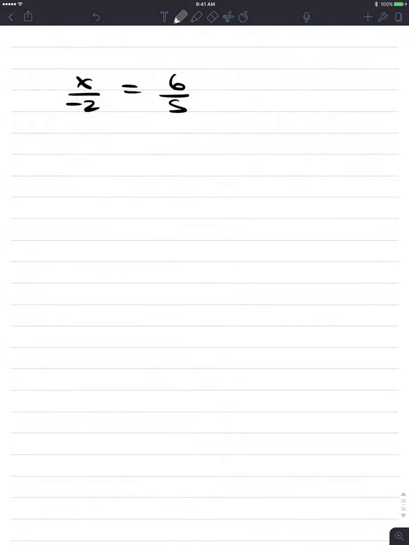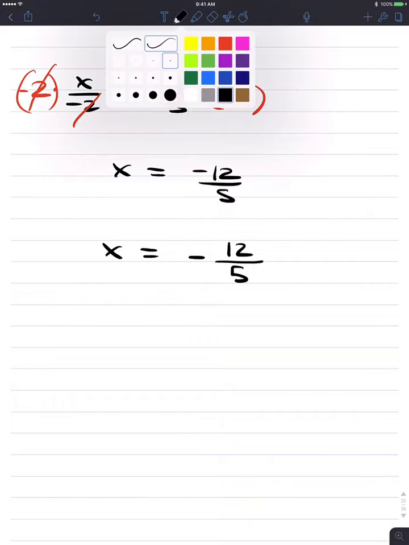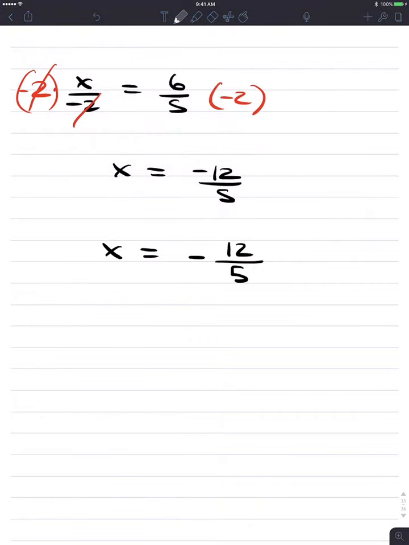In order to solve for x, to get x by itself, I have to multiply both sides by a negative 2. I get cancellation. I now have x equals negative 12 over 5. I'm going to put the negative sign at the same level. Notice the 12 can't be broken down. I'm sorry, it can be.